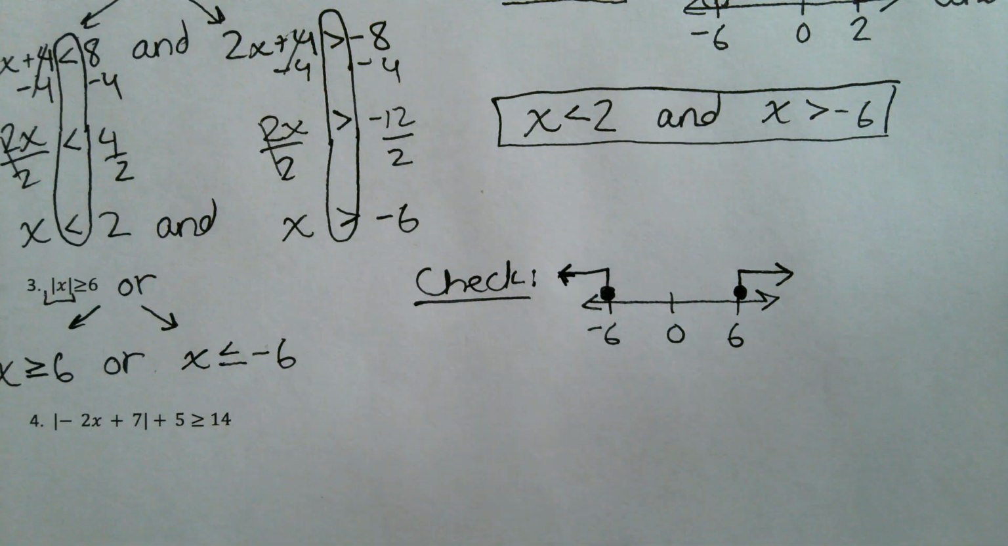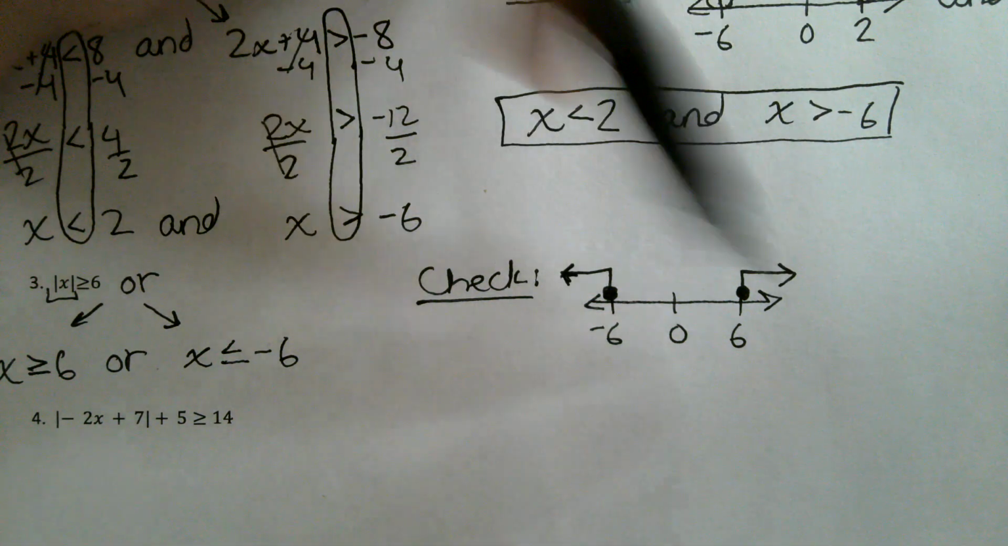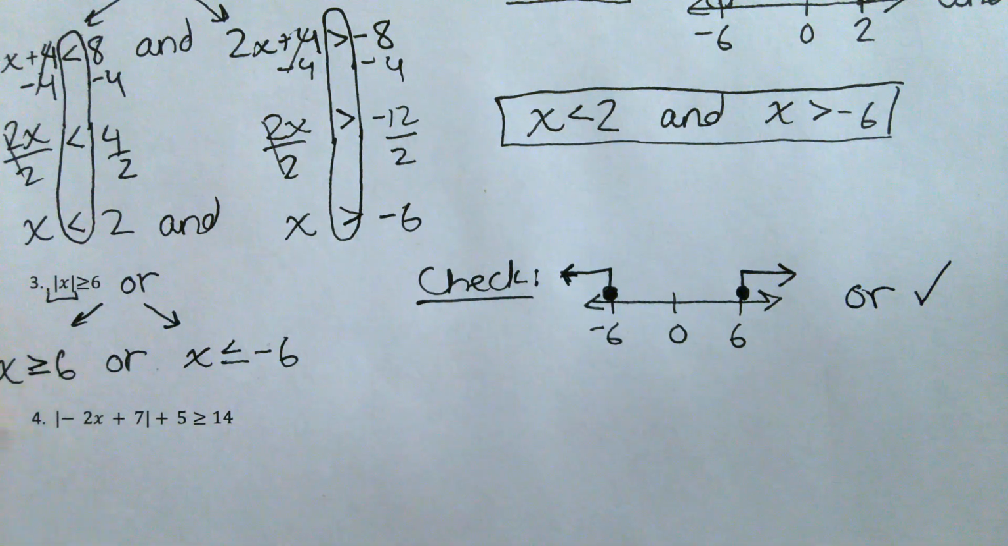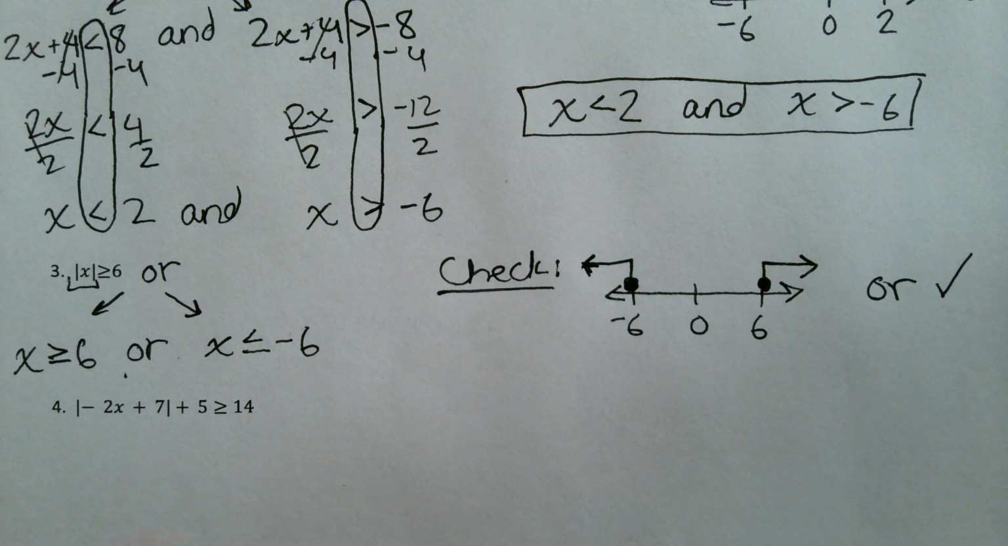Notice there's absolutely no overlap or any kind of meeting between the two arrows. This is what an OR graph should look like, which matches our OR statement. So that's what we should have.